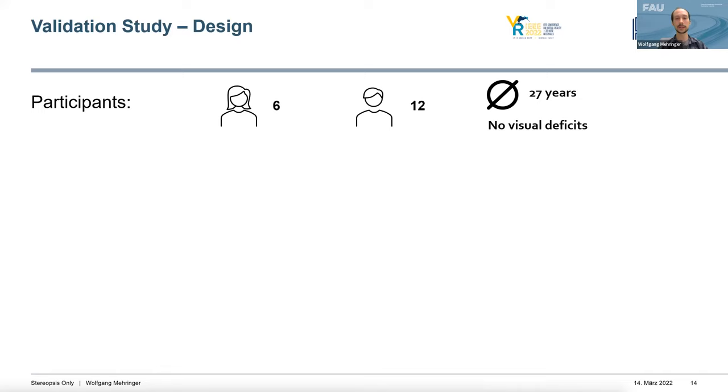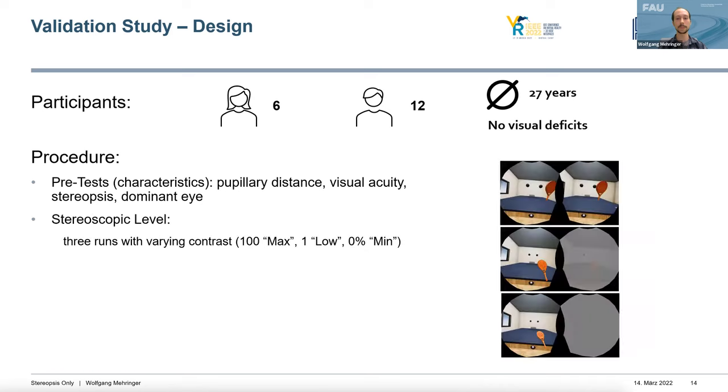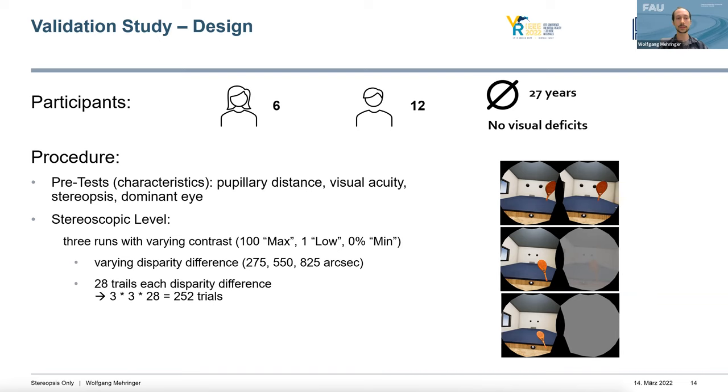To validate our method, we conducted a study with 18 participants. At the beginning, we tested their visual characteristics, and we applied different contrasts to one eye. So 100% here is normal vision, denoted as max. So both eyes receive the same image quality, and then 1% or low, and 0% or min, which is monocular vision. And within one contrast setting, three disparity differences were tested, repeated 28 times. And the participant's task was to hit the closer ball with this tennis racket.